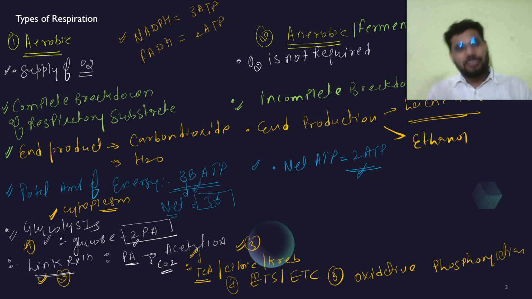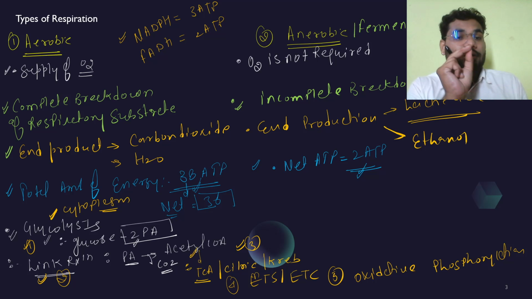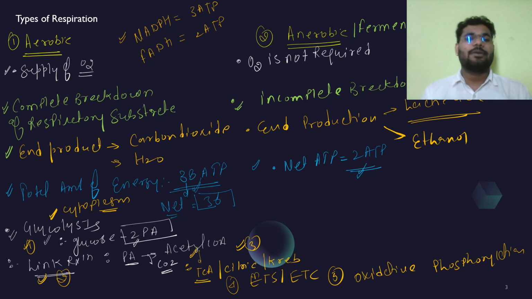For that we have to go for another step that is called the electron transport chain or electron transport system. In that we have a series of proteins, so we'll talk about it of course in the chapter of respiration. After that, finally, the ATP synthesis takes place in the step of oxidative phosphorylation. Oxidative phosphorylation means formation of a phosphate bond, phosphorylation. So these are the steps that take place in aerobic respiration.